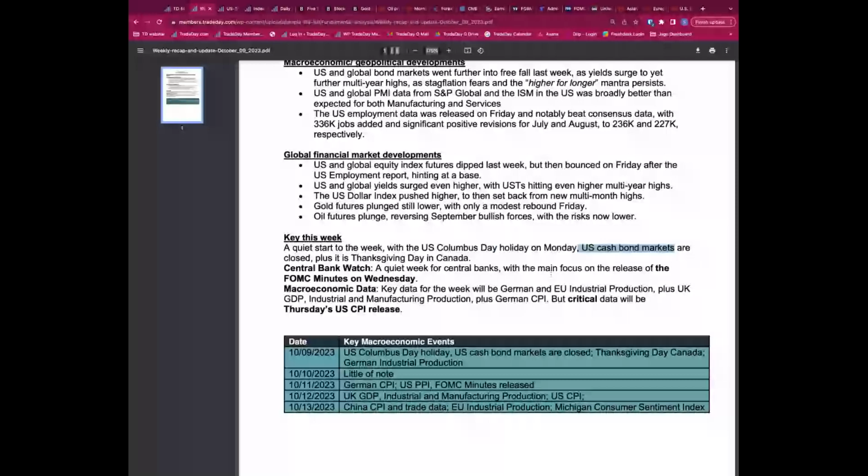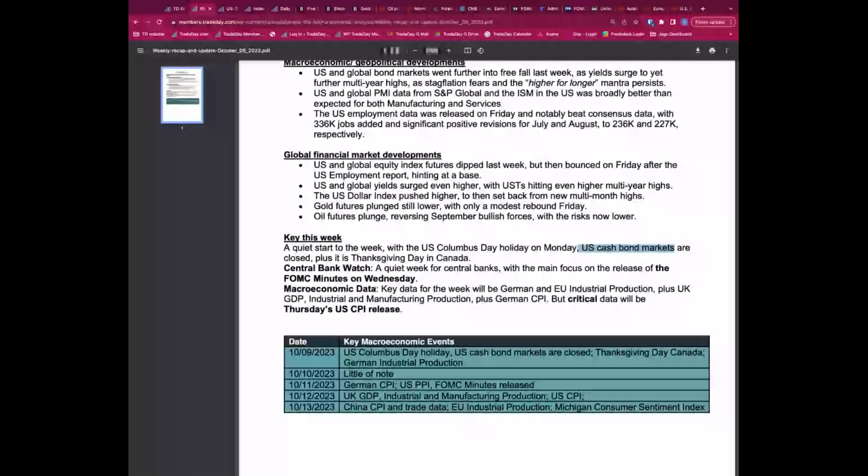Now, given how much importance is put on the fact that the bond markets have been the dog wagging the tail of the stock indices and the other markets as well, the foreign exchange markets, and to a lesser extent the commodity markets, and because that has been the case over the past few weeks, the fact that the cash bond markets are closed may mean that we see less volatility, because obviously the bond market has been a big trigger for the stock indices. But with the cash bond market closed, the US futures market is fully open.